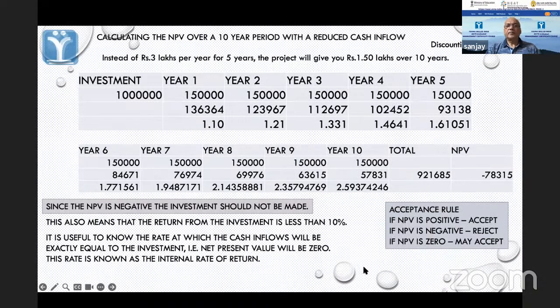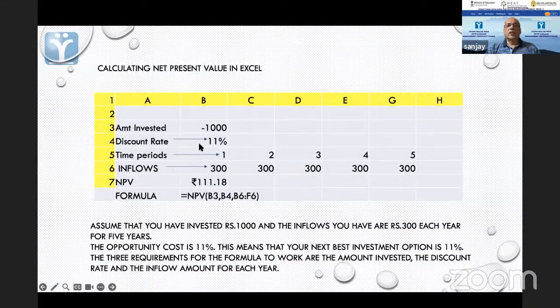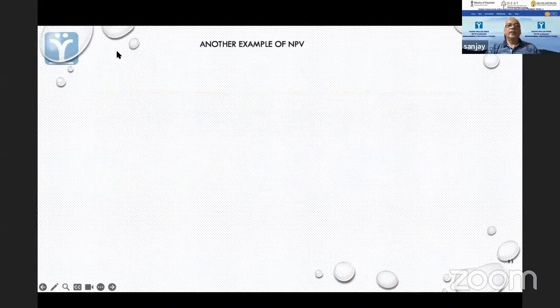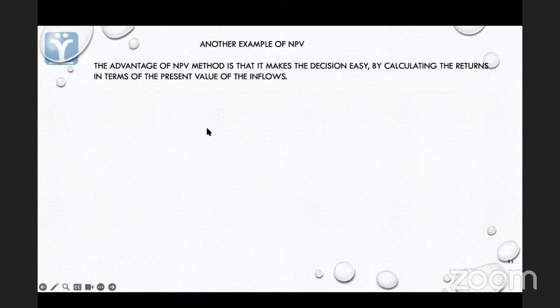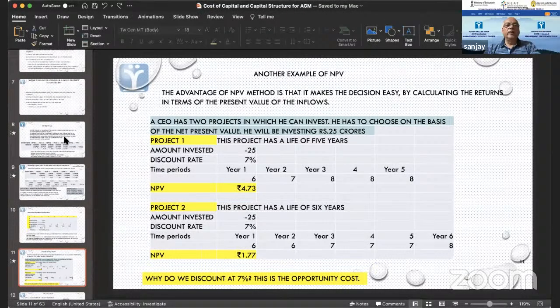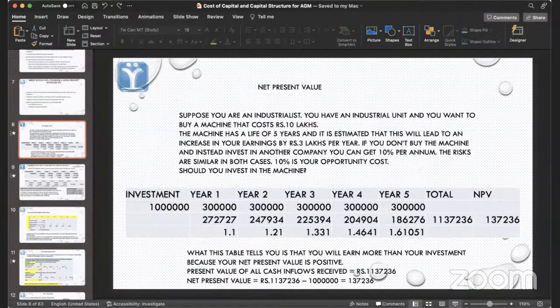Clear, Pooja? This was the method of calculating it in Excel. Sharmishta is back. Sharmishta, you missed that. Should I repeat that for you? Yes, please, sir. I actually got locked out. Okay, fine. Just a minute. Pooja is a team player, so she won't mind, I'm sure. Yes, sir.